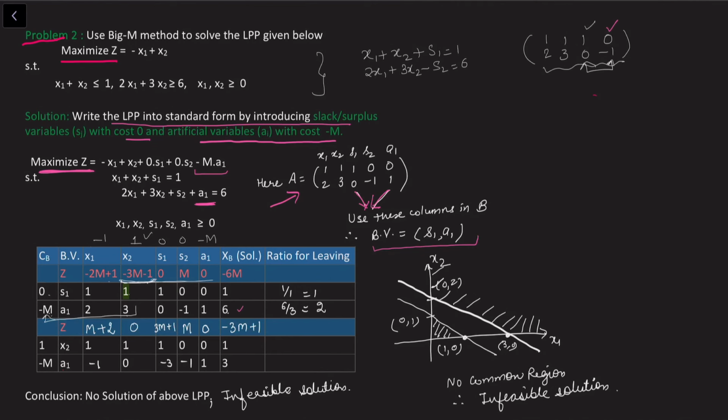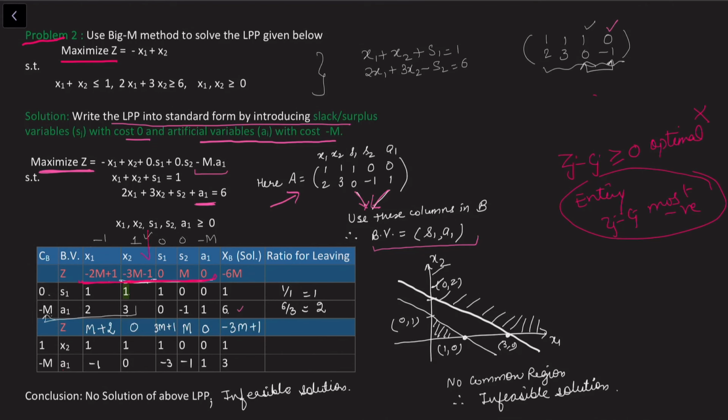Now by looking at this Zj minus Cj, we have to see whether this is optimal or not. In the current table, since the problem is maximization, I require Zj minus Cj should be greater than or equal to 0. This is the optimality criteria. And if it is not there, then we enter the variable with the most negative Zj minus Cj value, since it is maximization. So here the most negative is minus 3M minus 1.